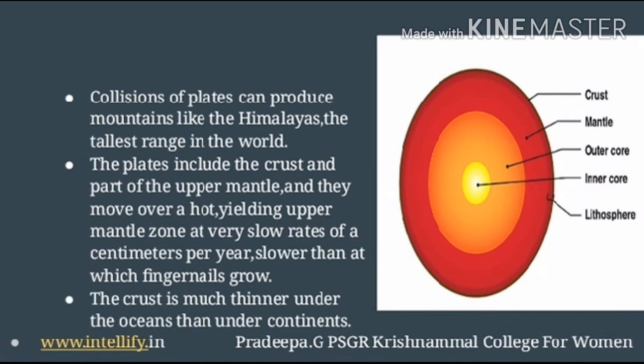The picture says brown round is crust, red mantle, orange outer core, white which was covered by yellow is inner core. The last one is lithosphere.